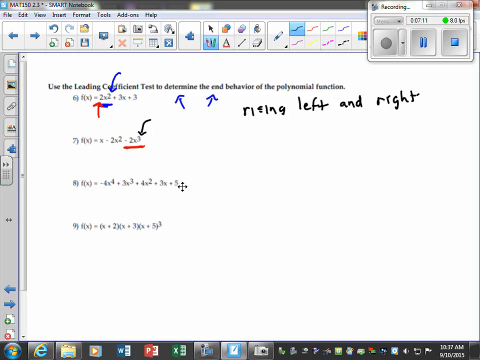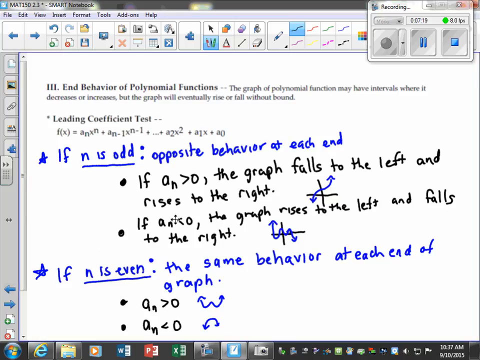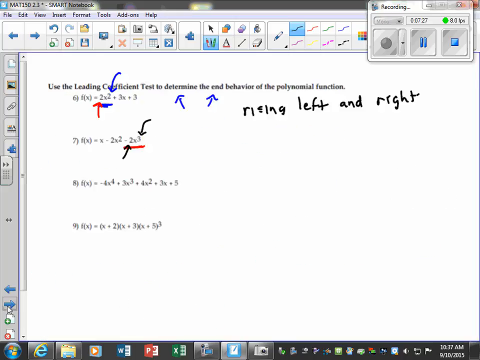Now we got to figure out which. We know it finishes opposite, but then we look at this number and it's negative. If a sub n is less than 0, that means it's negative, so it finishes down. That's how I want you to remember it. My mindset is: odd means they're going to finish in opposite directions, and a negative number means it's going to finish down. It's going to be opposite directions and it finishes down because this is a negative number.